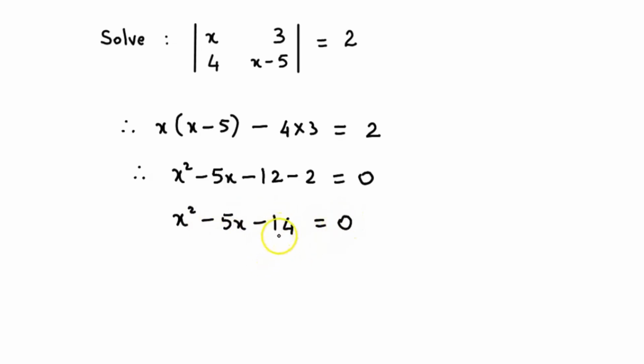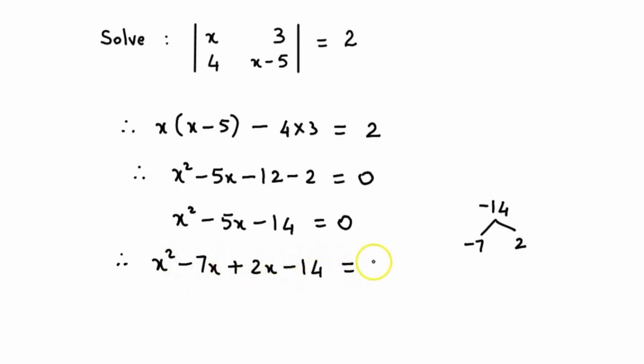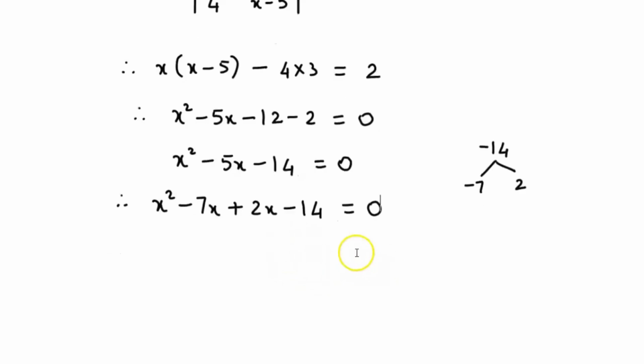Now if we factorize the quadratic equation by splitting the middle term, we get the factors as, now minus 14 could be factorized as minus 7 into 2, and minus 7 plus 2 is minus 5x. So this could be written as x square minus 7x plus 2x minus 14 is equal to 0.